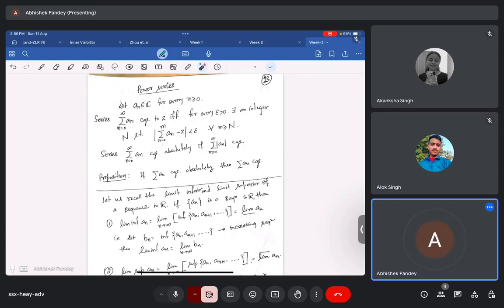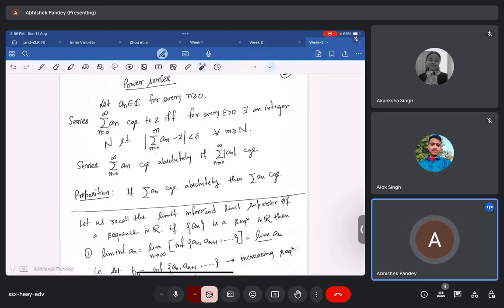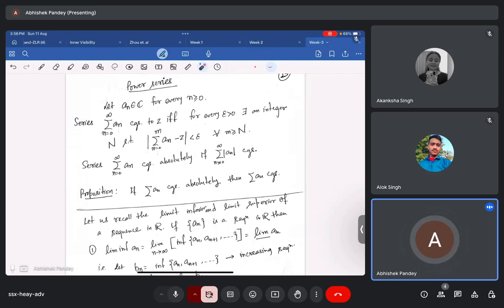So to define the analytic function, we need the power series expansion. So let us first see what power series is. Is it clear whatever I have said? Yes, sir. Clear, sir.